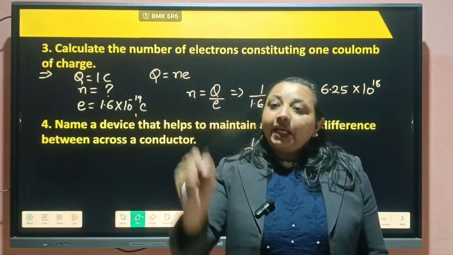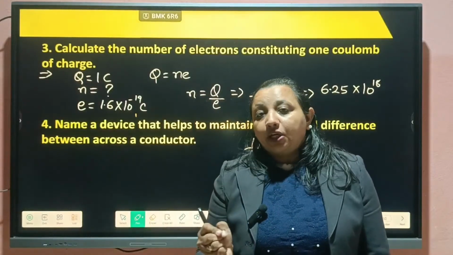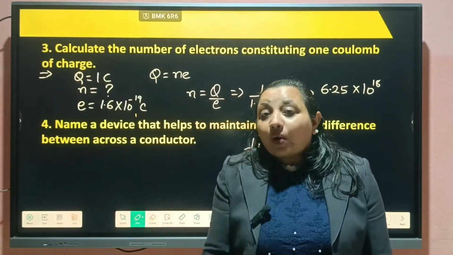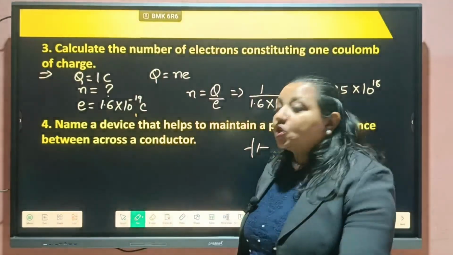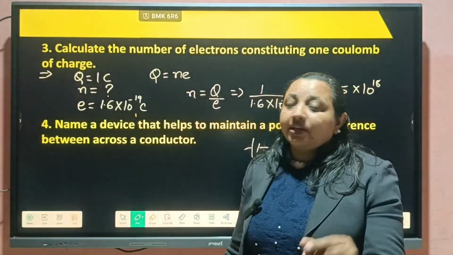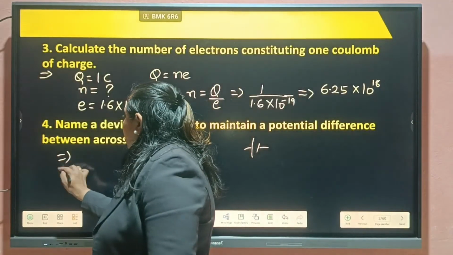So to make the electrons move in a particular direction, we need to provide that potential difference. And what device do we use to provide that potential difference? A battery. So the answer to it is a battery.